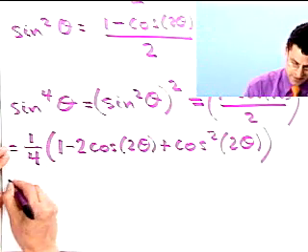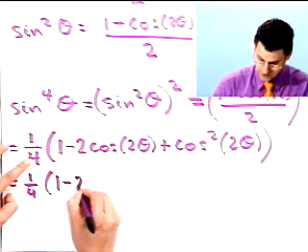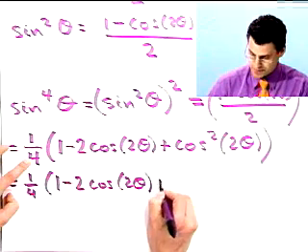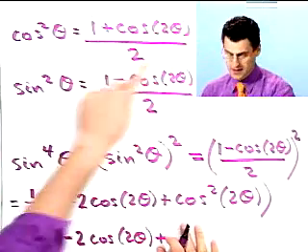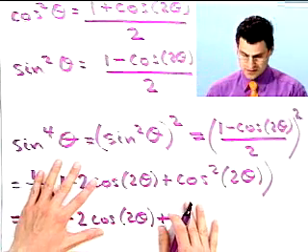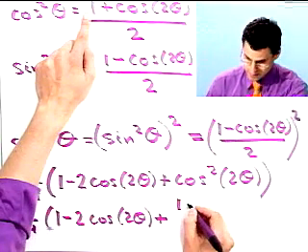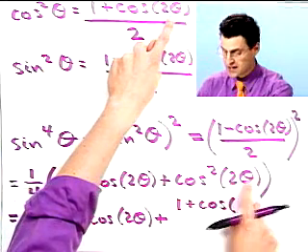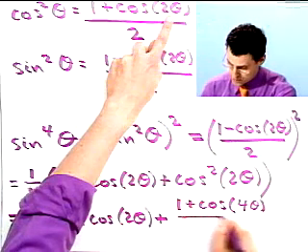I would see this equals 1/4 times 1 minus 2 cosine 2 theta, and then plus, and then what do I have? Well, using this formula right here, what I would see is a 1 plus cosine, now I have to be really careful here, 2 times this angle. Well, that angle is 2 theta, so 2 times that is 4 theta, all divided by 2.